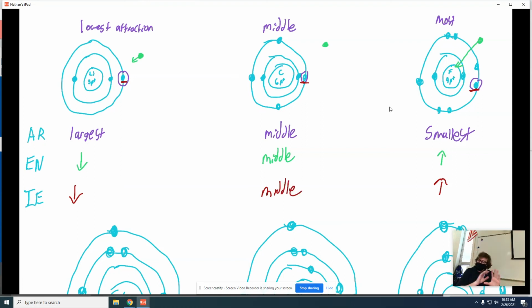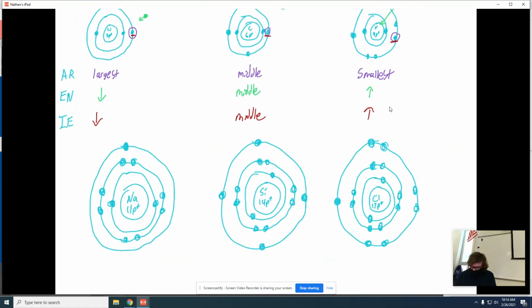So as we go from left to right across the periodic table, atoms that are on the left are going to have large radiuses, which means they'll have a low electronegativity and a low ionization energy. Atoms on the right are going to be smaller, so they have a higher electronegativity and a higher ionization energy. The difference is when we're going to start looking from top to bottom.